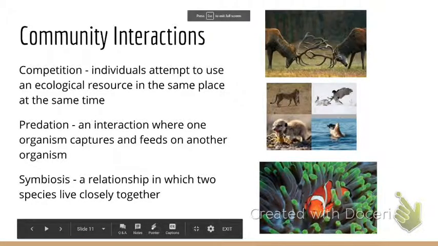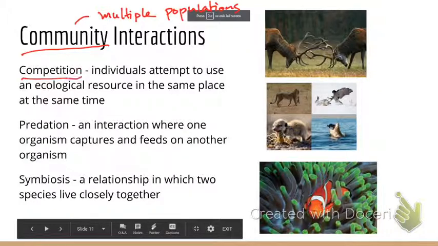So remember, a community, right, is multiple populations. If you remember our levels of organization, this is multiple populations. Remember, a population is multiple individuals of the same species. A community could be a community of flowers with bees and grasses and that kind of stuff. And when they interact, there are different types of interactions they can have.